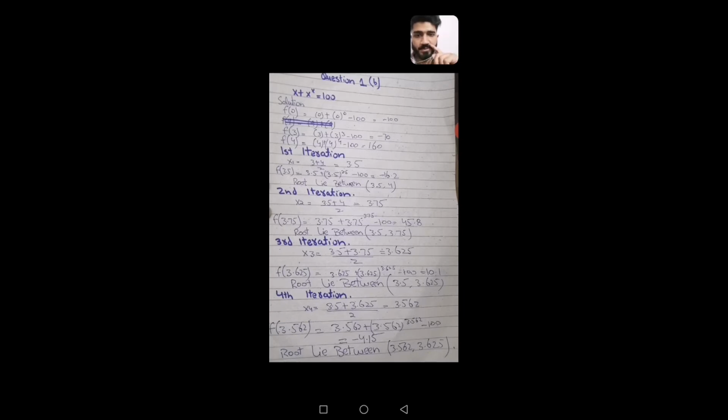In the first iteration, we do 3 plus 4 by 2, and we get 3.5. When we substitute 3.5 in the function, we get a negative value, minus 16.2. So now we can say our root lies somewhere between 3.5 and 4, not between 3 and 4. In the second iteration, we again bisect it: 3.5 plus 4 by 2, we get 3.75. When we substitute 3.75 in the function, we get a positive value. So now we can say our root lies somewhere between 3.5 and 3.75.